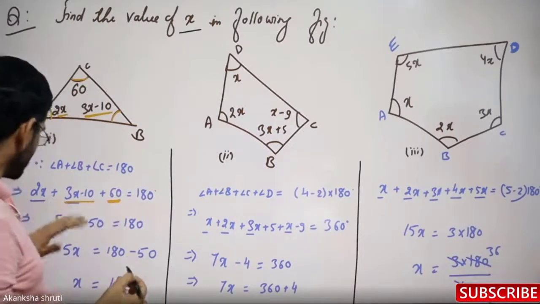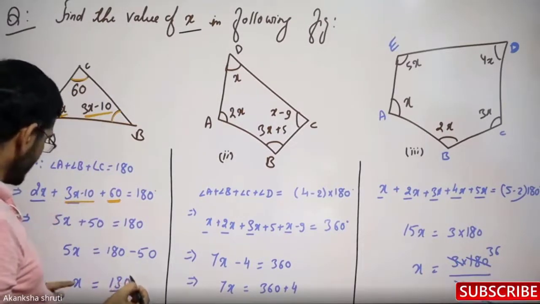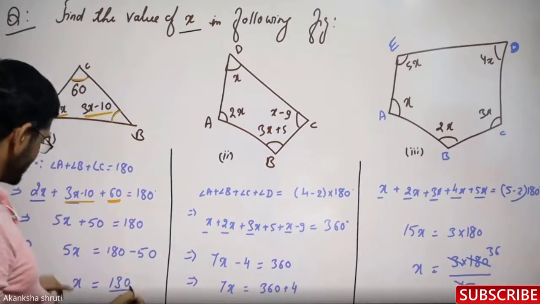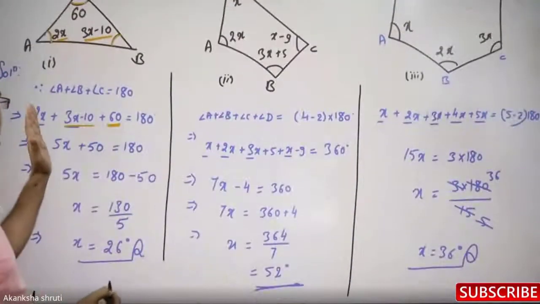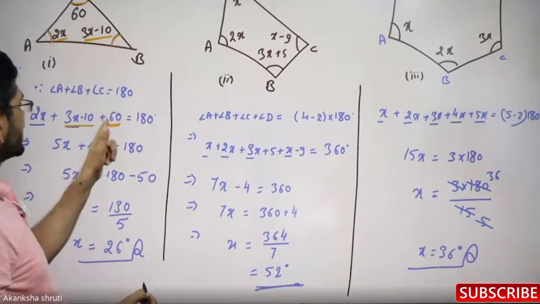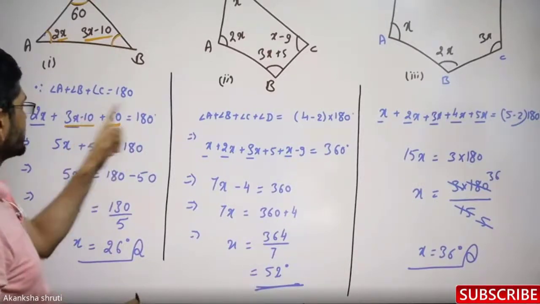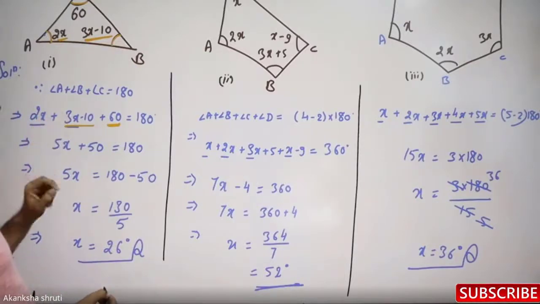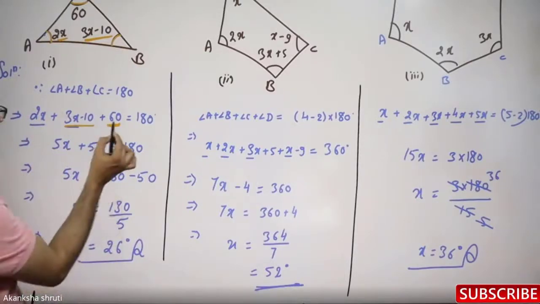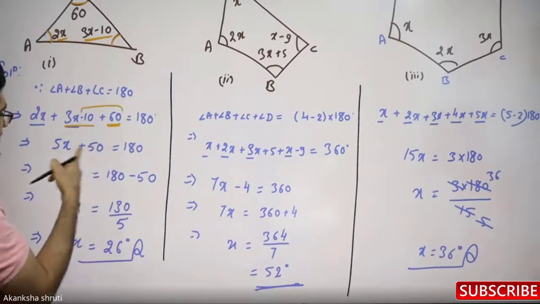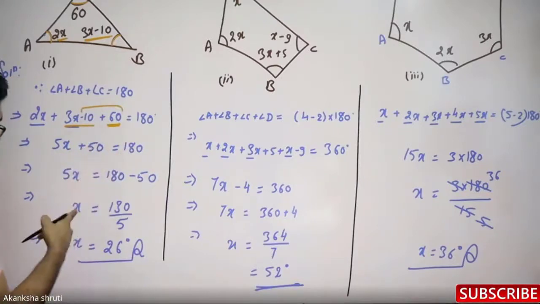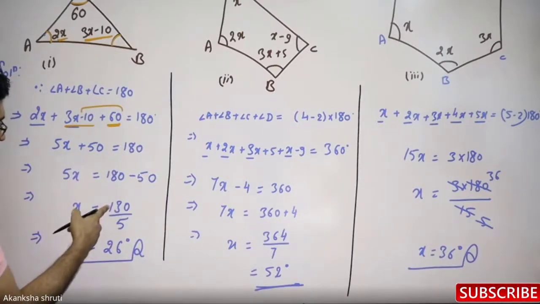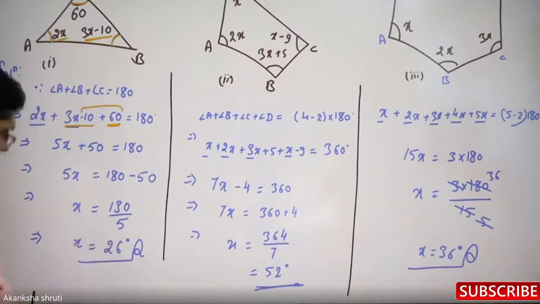Now this is like a linear equation in one variable. So x is determined here by sending the other constants, like this 60 and this 10, to the right hand side, and adding this 2x with this 3x. So it becomes 5x. First we operated this plus 50, 180. So x is 130 by 5, which is 26. Okay.